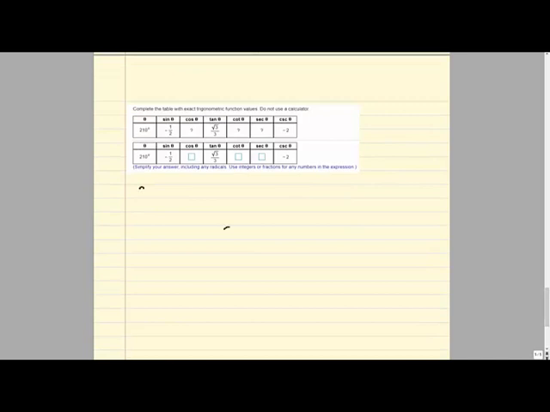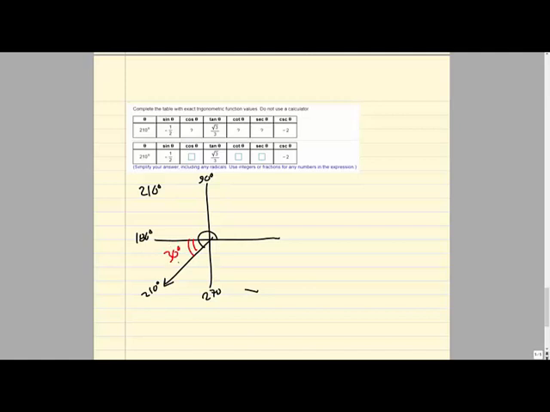So 210 degrees is our angle. Well, if we sketch our angles here, we have 90, 180, and 270. And 210 degrees is somewhere in between 180 and 270, so this is 210. So how much further did I rotate past the horizontal to get from 180 to 210? And that answer is 30 degrees. So that's my reference angle.